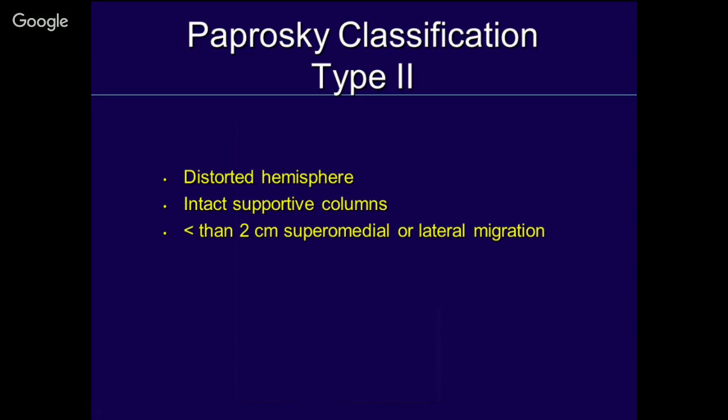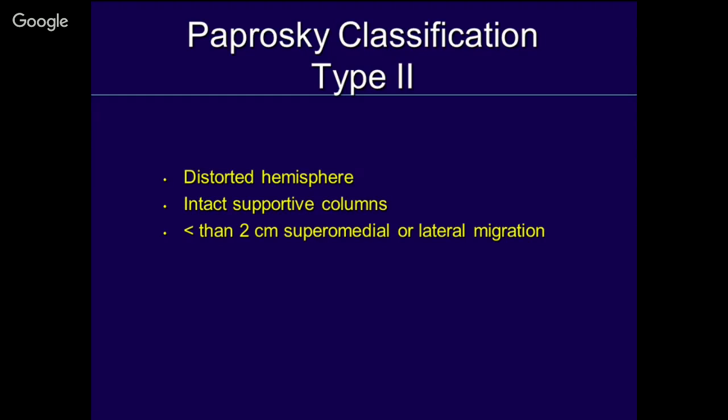There is a type 2. The hemisphere is distorted, and there is a superior migration of the femoral head. The migration may be anterior, lateral, or medial. In these cases the hemisphere is distorted with less than 2 centimeters of superior, medial or lateral migration, and we have an intact supportive column. That is important.